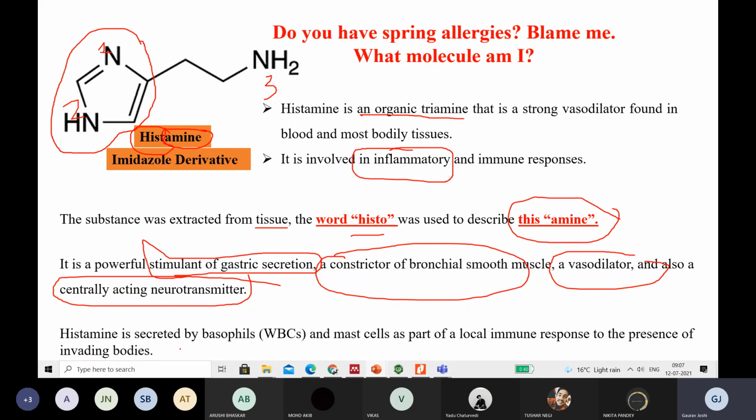I told you earlier that histamine is released in an immune response, right? Whenever there is a foreign material or something like that, the H1 receptor gets activated and histamine is released. And when there is an ulcer type of thing, the H2 receptor gets activated and HCl is released upon the release of histamine. So that is the thing.